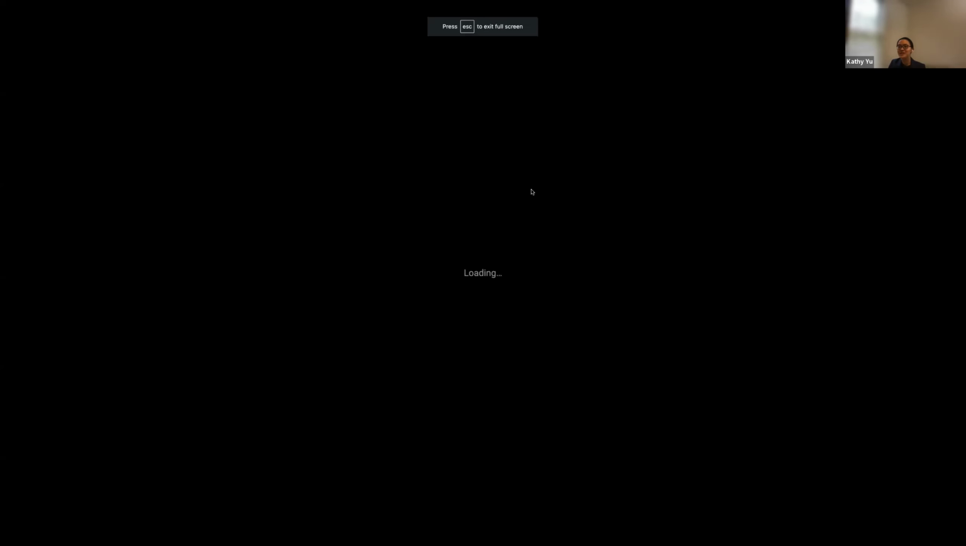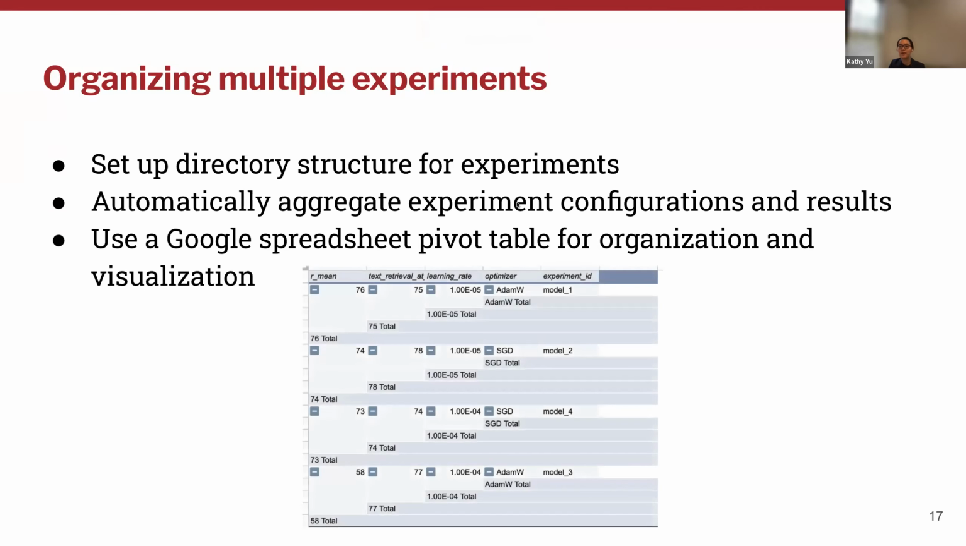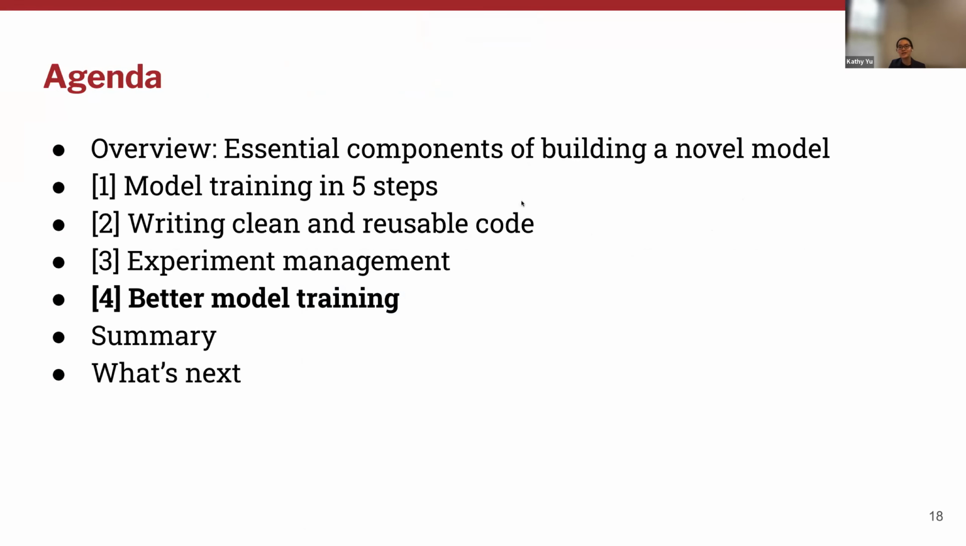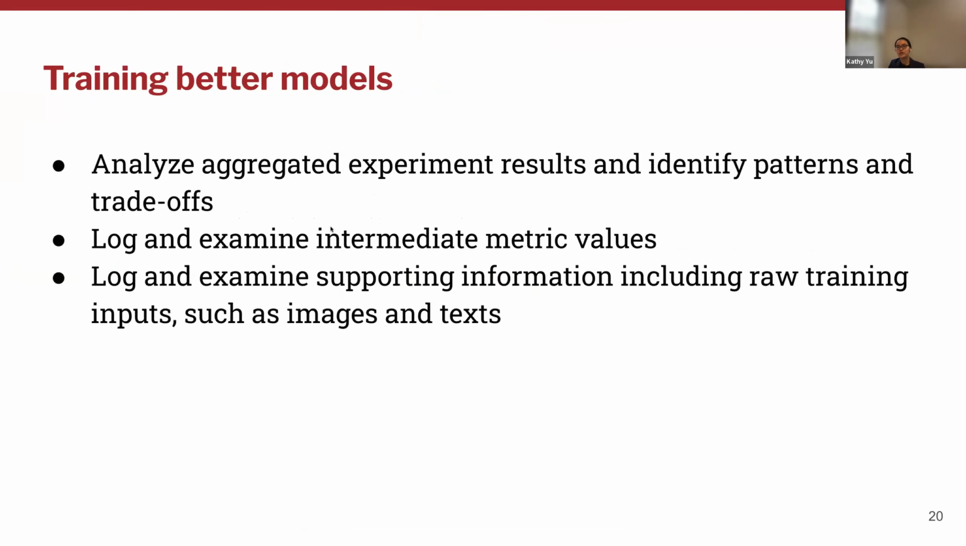So because I'm running a little bit out of time, I will go a little bit faster here. So yeah, remember to use a pivot table for organizing your experiments. And then finally, let's look at some additional techniques for improving model training. And just to very quickly summarize, we want to analyze these aggregate results and identify patterns and trade-offs.